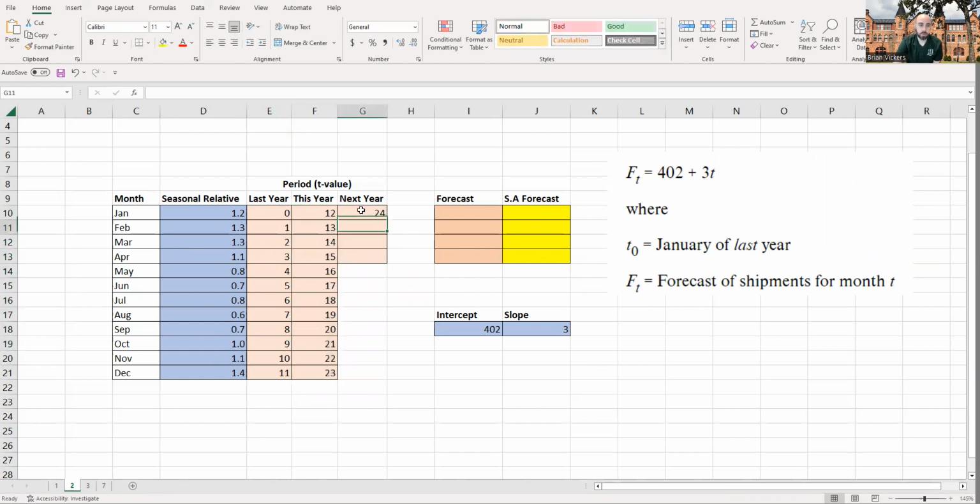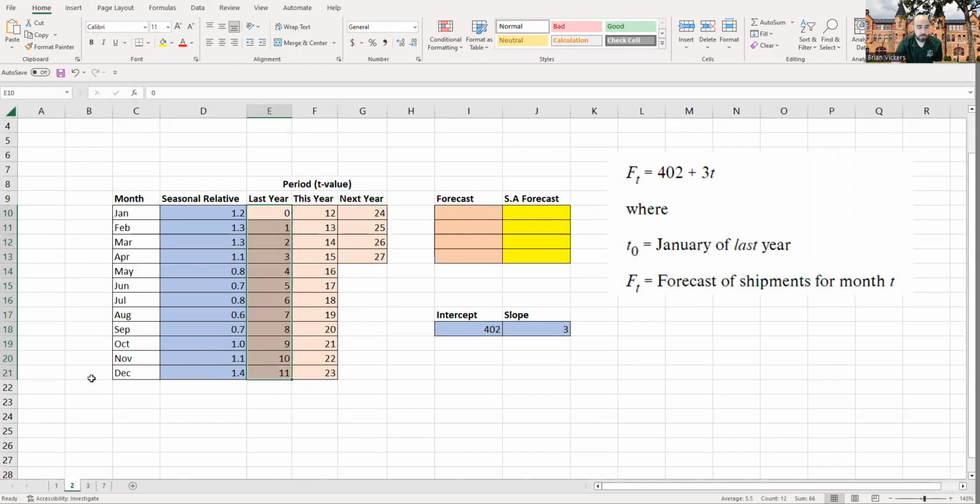23, 24, 25, 26, 27. I can probably just type in 4 faster. So now I know what the period is for next year's January. It's going to be 24, 25, 26, 27. And you can do this easily enough by hand by writing in those numbers, right?